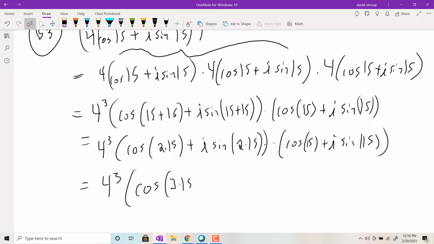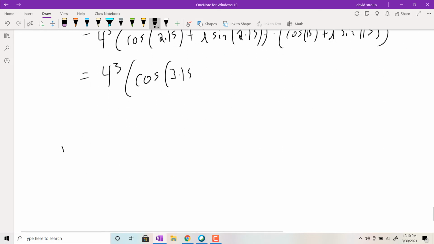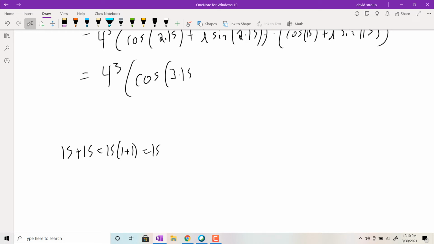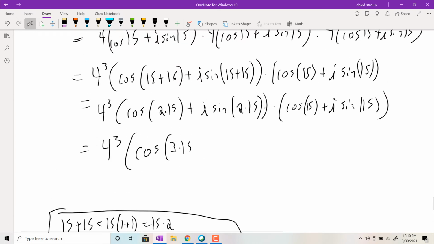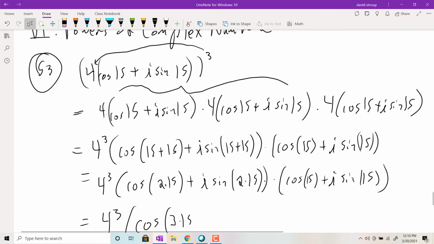Because look, if you go 15 plus 15, you can factor out 15 and go 1 plus 1. Right? So that's equal to 15 times 2. 15 plus 15 plus 15 is equal to 15 times 1 plus 1 plus 1, which is 15 times 3. Kind of weird, huh? Okay. So the 3 in the power kind of gets sucked into the arguments.